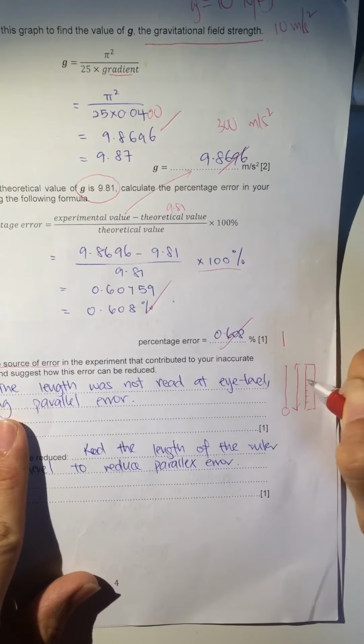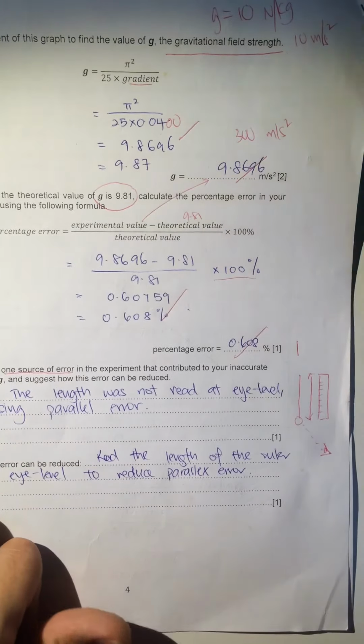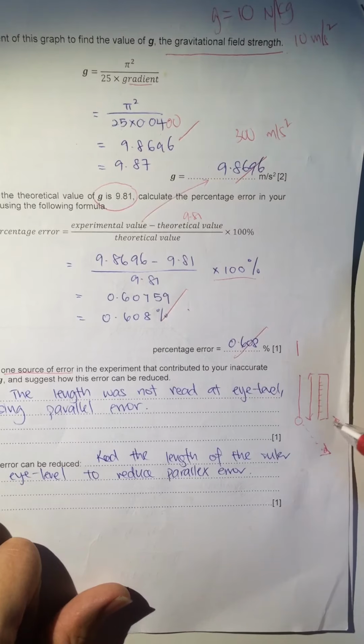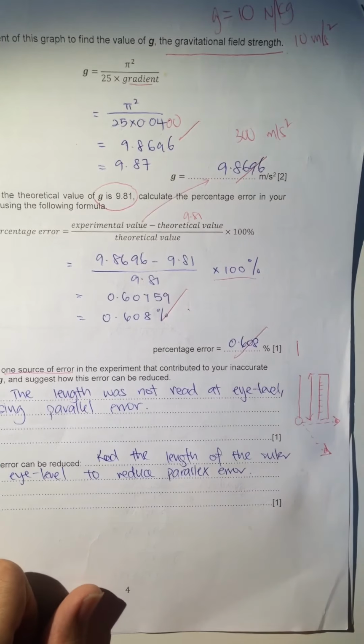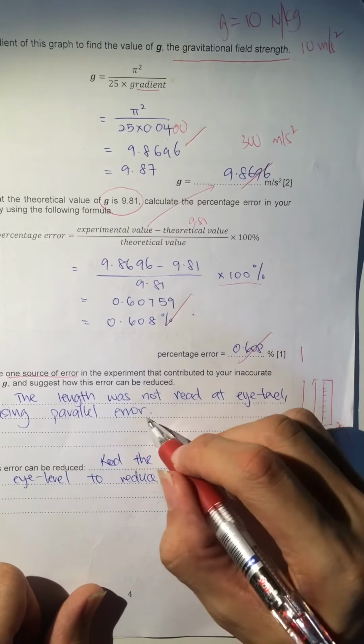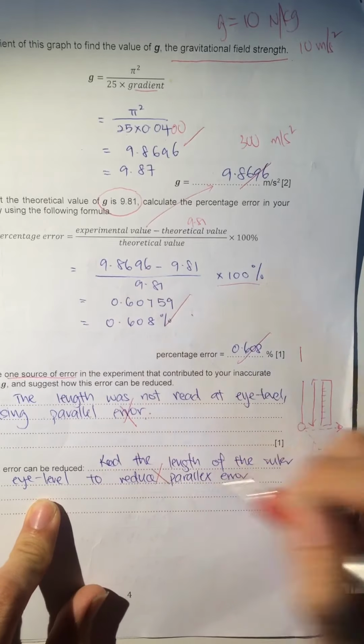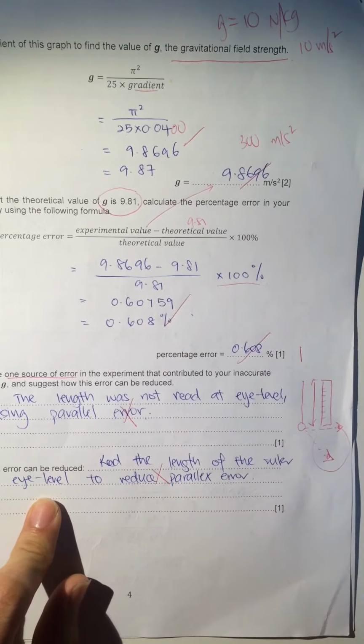This is the meter rule, and some of you can say, oh, my eye was here, so it is not read at eye level, you get parallax error. Okay, fair enough. If there's a parallax error, then my question to you is, why didn't you read carefully at eye level during your experiment? This error that you quoted can be resolved easily. Okay, so that's why answers like that, read the length at eye level, these answers will not be accepted because you are already expected to do it.